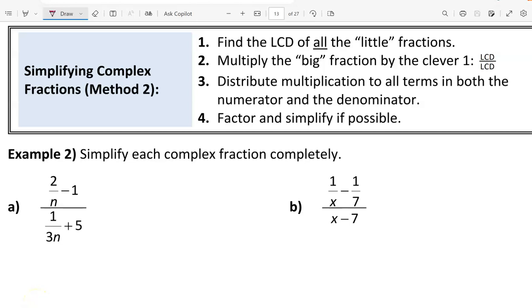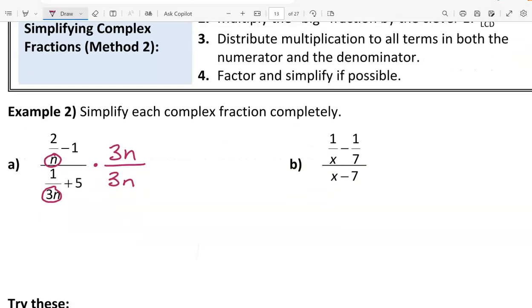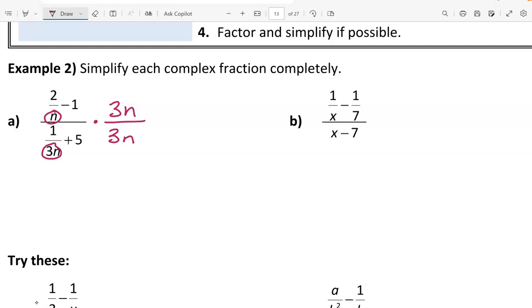In this part of the notes, we're going to look at the second method for simplifying complex fractions. We're going to multiply by the LCD, or least common denominator, of all the little fractions, and then we're going to multiply by that clever one. So in example 2a, we have two denominators. The least common denominator is 3n, so we'll multiply the big fraction by 3n over 3n.